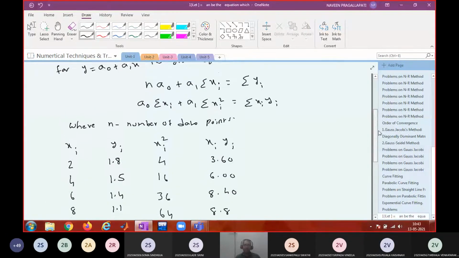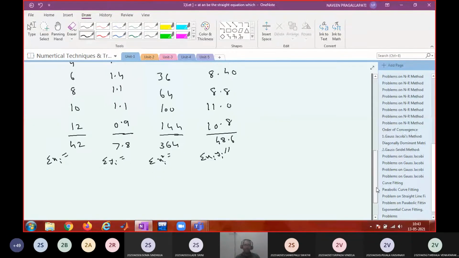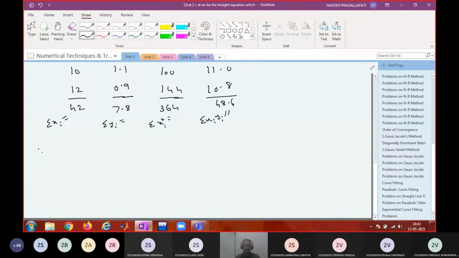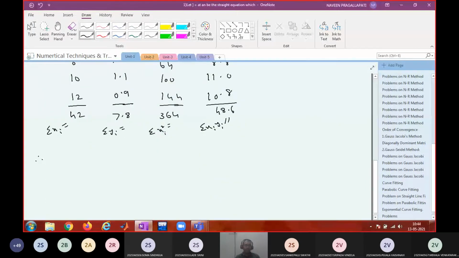Okay. So therefore you solve the system. Then how many data points are given? 1, 2, 3, 4, 5, 6. 6 data points. 6 into a naught plus A1 into sigma xi. That means 42 into A1 equal to sigma yi. What is sigma yi? 7.8. Next, 42 A0 plus A1 into sigma xi square, 364, equal to sigma xi yi, 48.6.